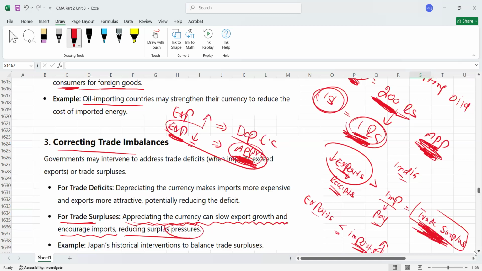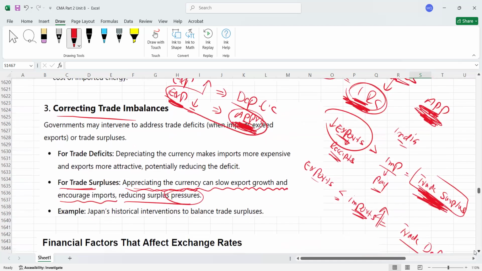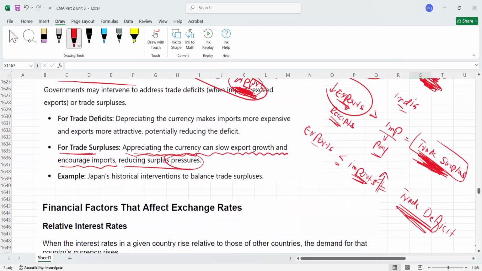Now the other way around, a second equation I'm explaining. What if you want to remove trade deficit? Mostly this is what countries want. They don't want trade deficit. How can you remove the trade deficit? Either by increasing the import. Trade deficit is when your exports are less than imports, right?